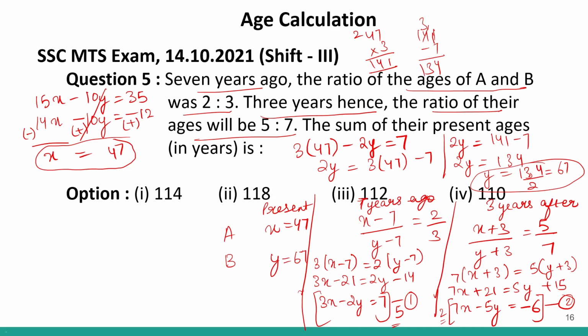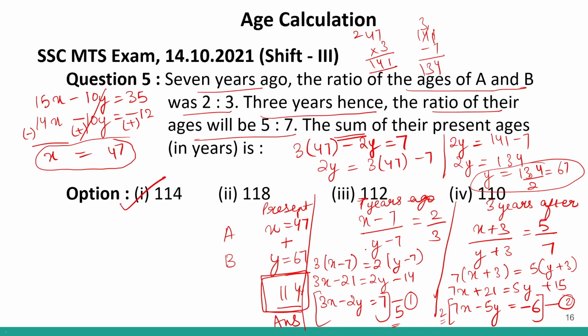And this is the value of x. So, now in the question, we have to find the sum of their present ages. These are their present ages. So, the sum of their present ages will be 47 plus 67, which is 114. This will be your answer. This will be the sum of their present ages. And this is given in option number 1. So, option number 1 will be your correct answer.